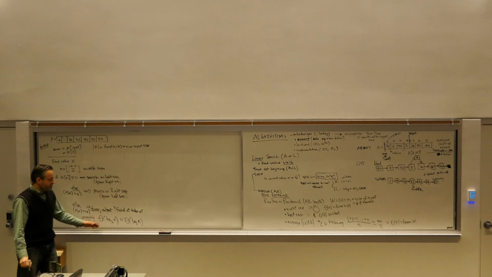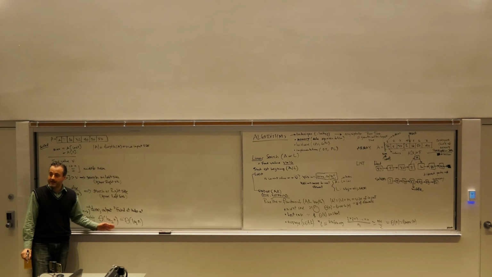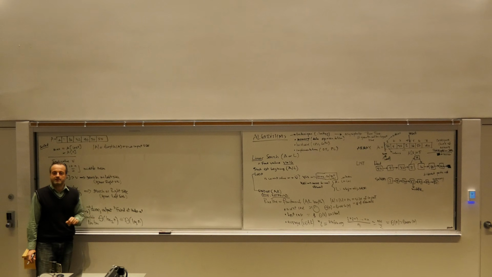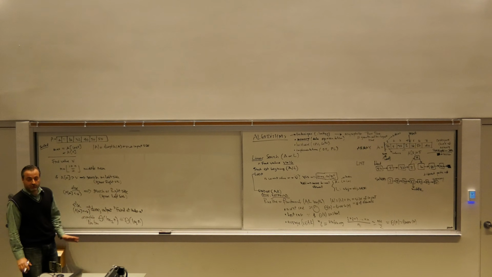It turns out when the runtime contains logs, it doesn't matter the base. The base doesn't change the asymptote. All logs have the same asymptotic running time. So it's base 2 or base 10 or base 5 or base 6. It's the same as far as the asymptotic is concerned. So we don't need to specify the log 2 if we don't want to.